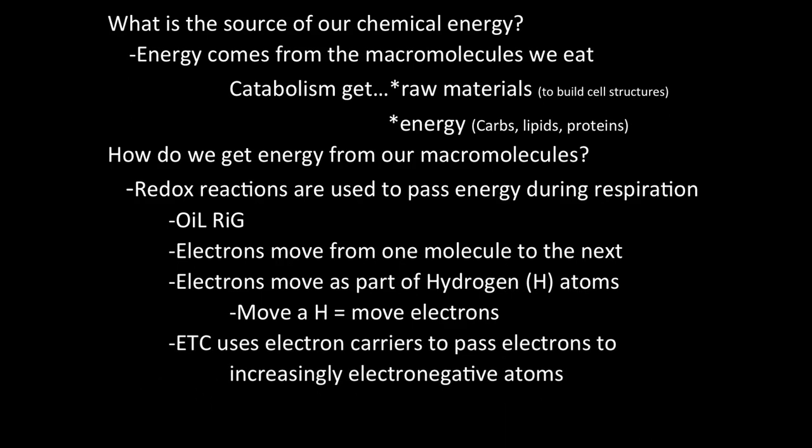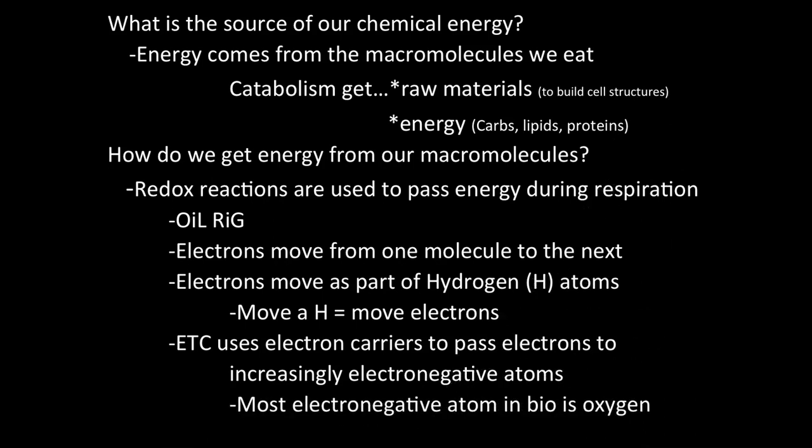The exception to electrons being moved around on hydrogen atoms is when electron transport chains are used. When electron transport chains are used, they use electron carriers in order to pass the electrons from one molecule to the next. And what you'll see in electron transport chains is that the electron carriers are increasingly more electronegative. They have higher affinities for electrons as you go down an electron transport chain.